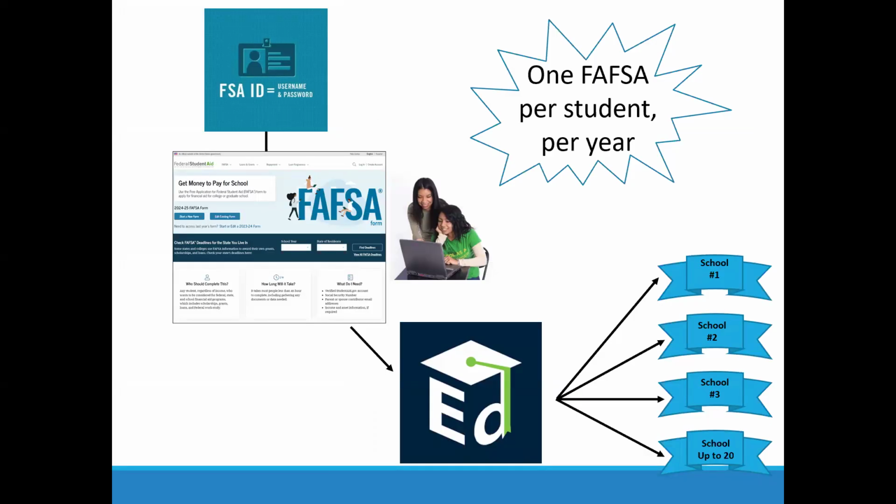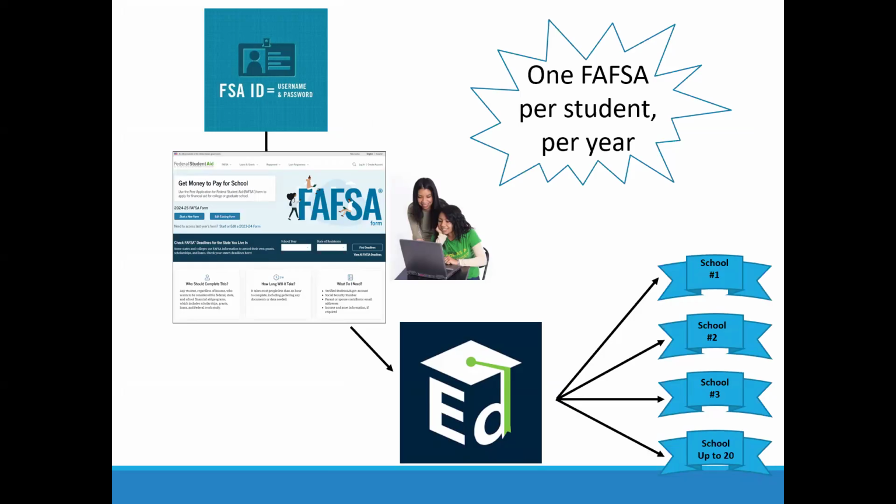So a little bit of the timeline here. You create your username and password, your FSA ID, first. Then you go ahead and complete the FAFSA. After you've completed the FAFSA, both for the student and if needed, the parent information, then it'll go to the Department of Education for processing. Processing normally takes between 1 to 3 days. And then after that, it will be sent to the schools that you've identified on your FAFSA.